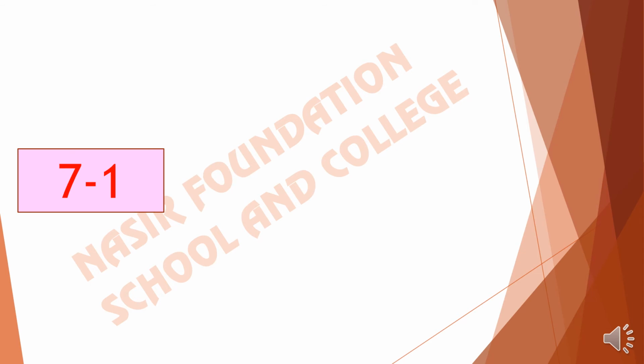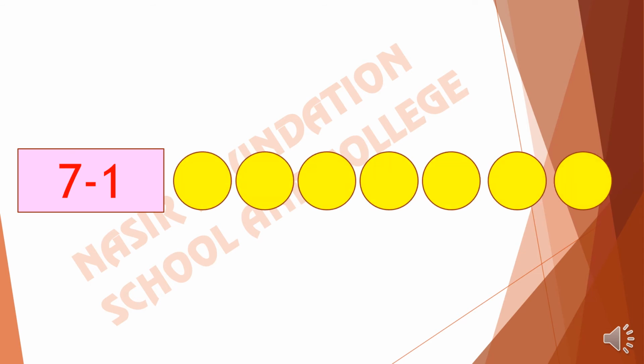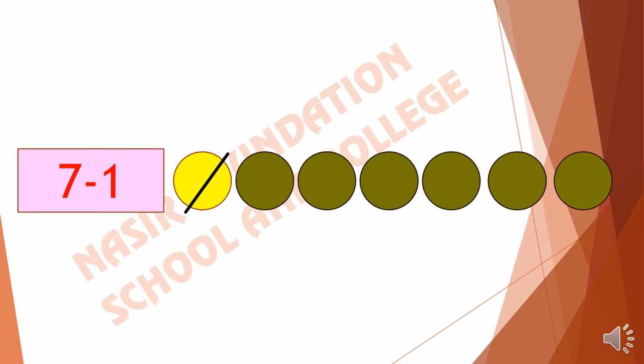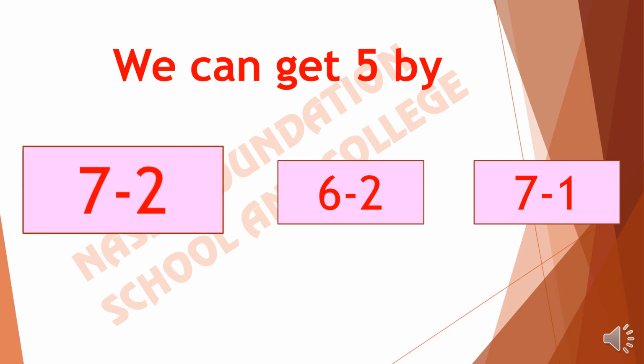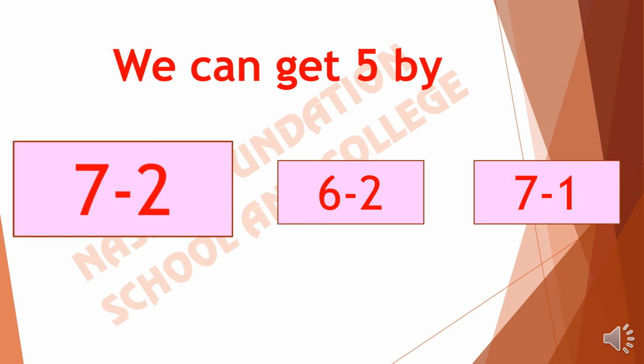Now we have to subtract 1 from 7. Here 7 circles are given. We have to subtract only 1. Let's count how many circles are left. 1, 2, 3, 4, 5, 6. We are left with 6 circles. It means this is not the correct answer. The correct answer is first one. If we subtract 2 from 7, we are left with 5.